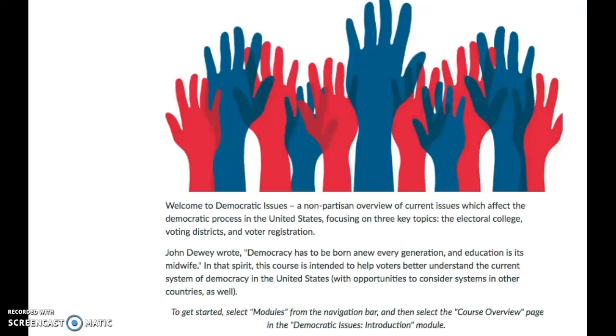To get started, select Modules from the navigation bar, and then select the Course Overview page in the Democratic Issues Introduction module.